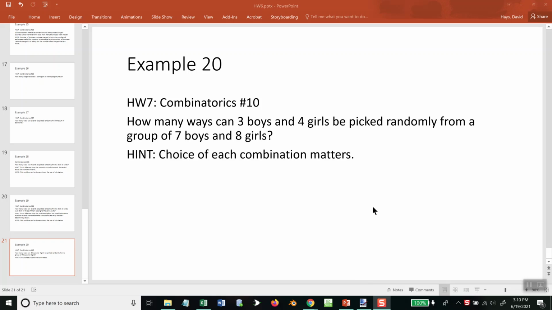Okay, in this problem, how many ways can 3 boys and 4 girls be picked randomly from a group of 7 boys and 8 girls? Choice of each combination matters. Now, we have to think of this as the number of possibilities of boys times the number of possibilities of girls. It's a multiplication rule. And then the number of possibilities of boys and the number of possibilities of girls is a combination. So it's a little bit tricky.